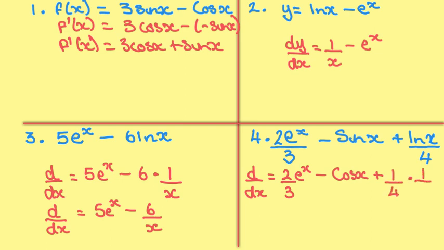times 1 over x. So therefore d over dx is equal to 2/3 e to the x minus cos x plus 1 over 4x.